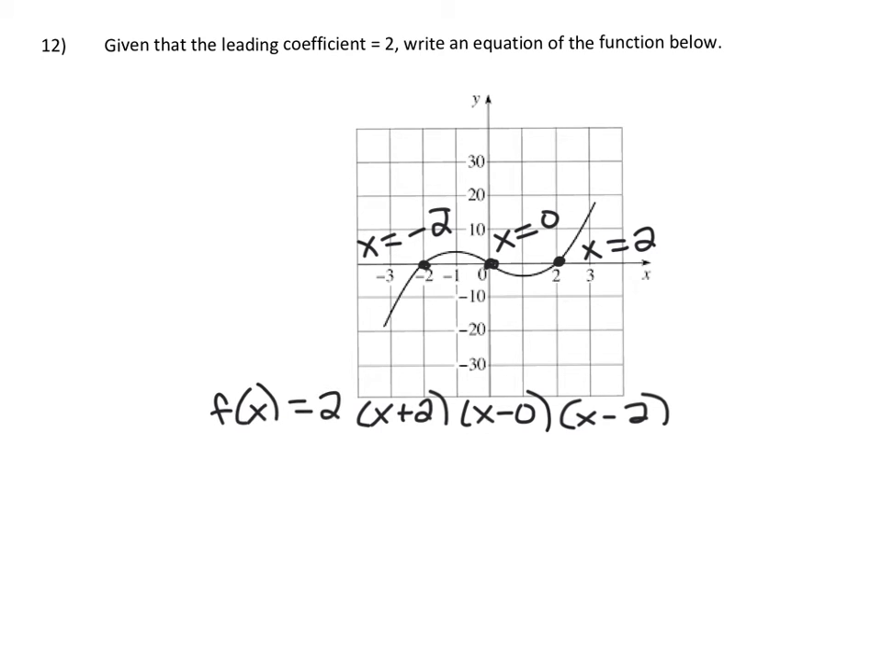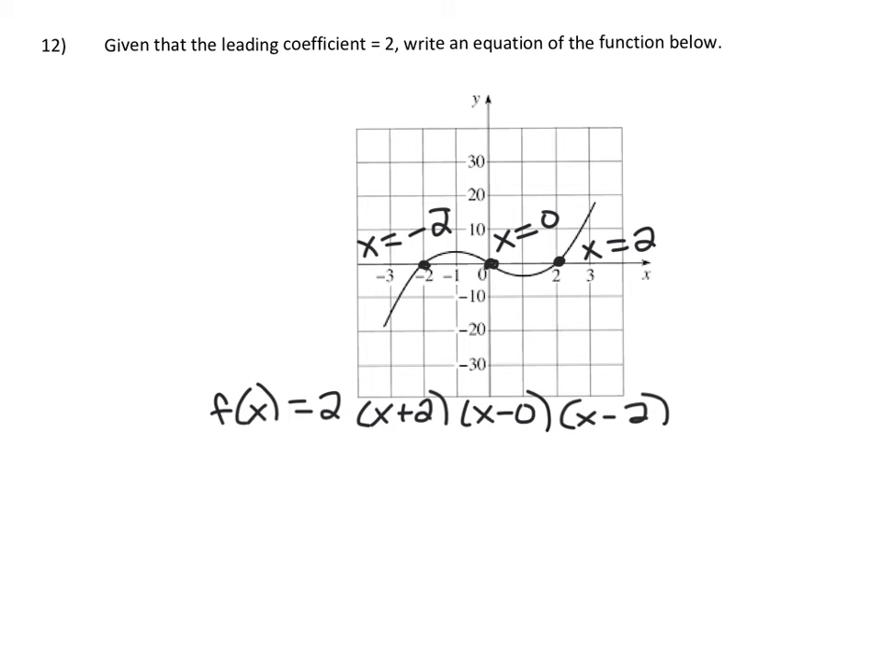And they tell us that the leading coefficient is 2. Now, let's also see if we have to put any squares on any of these, okay? Let's see if it's bouncing off the x-axis anywhere. Nope, here it's going right through. At 0, it's going right through, and at 2, it's going right through. So it's not bouncing, it's not tangent to the x-axis. And it makes sense because if it goes up, down, up, right, it has 1, 2, 3 directions. That's why we have 1, 2, 3 x's.